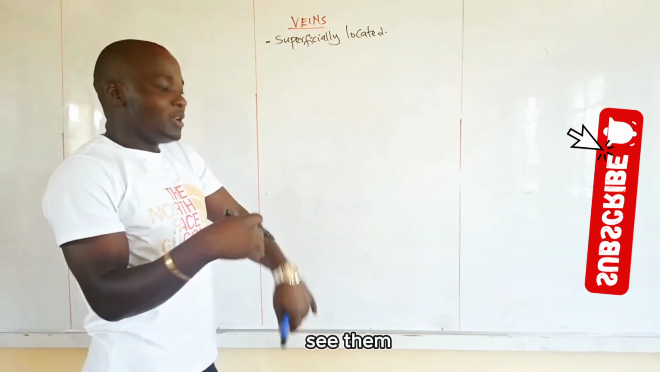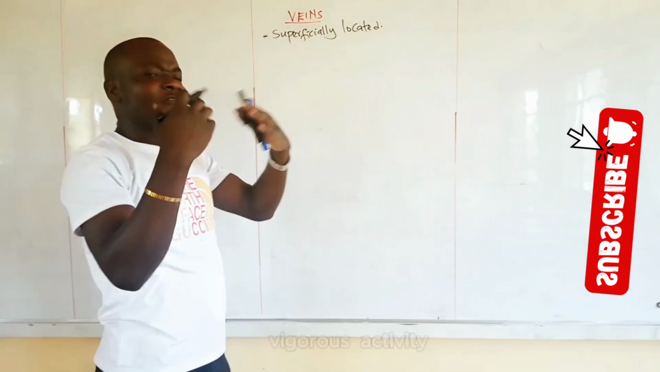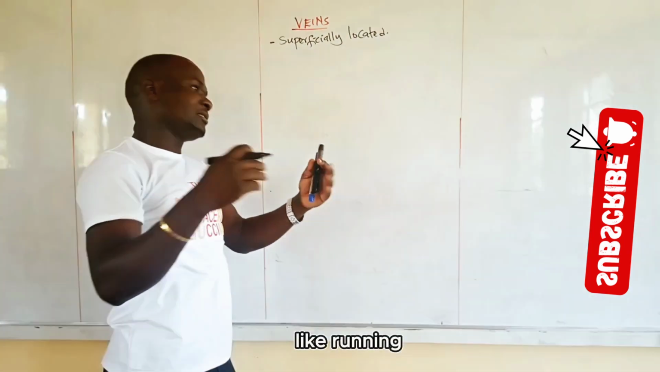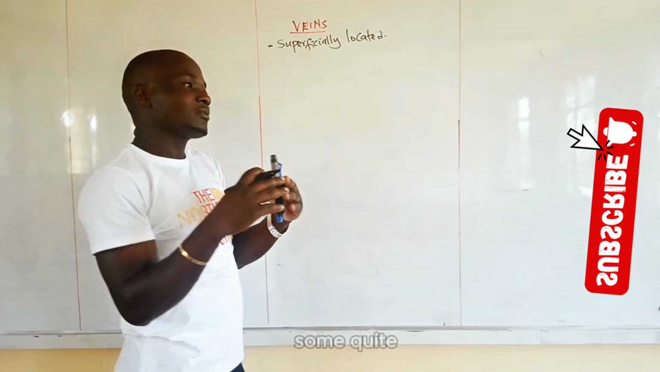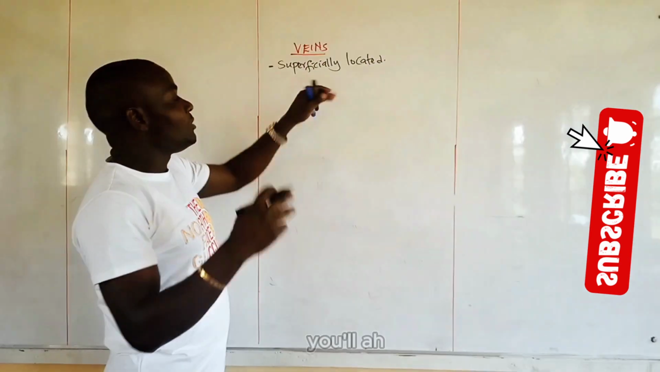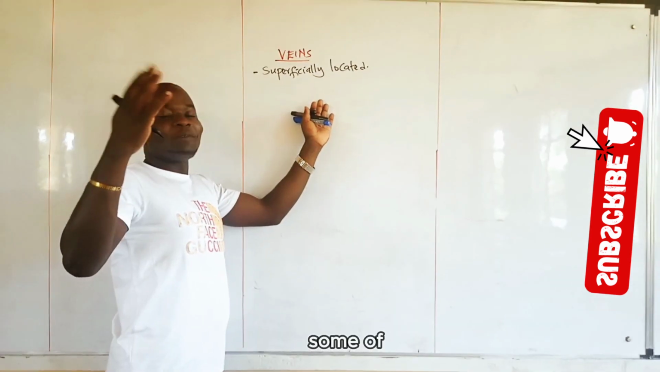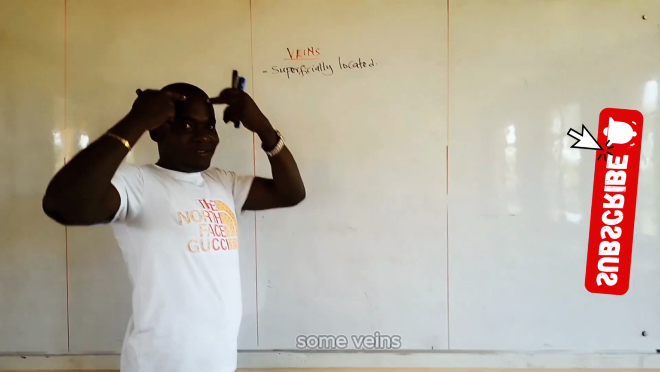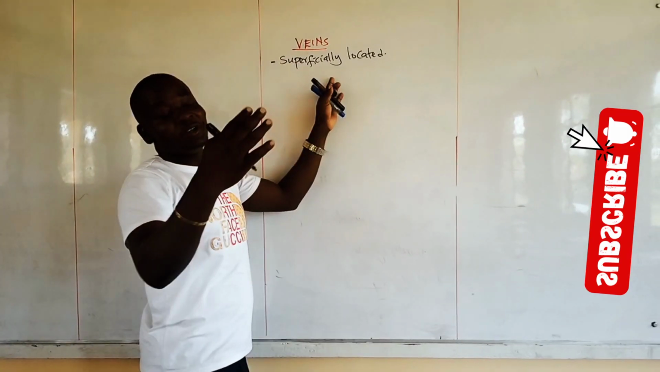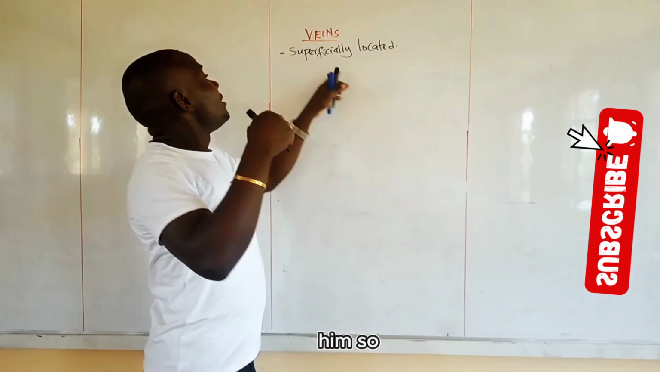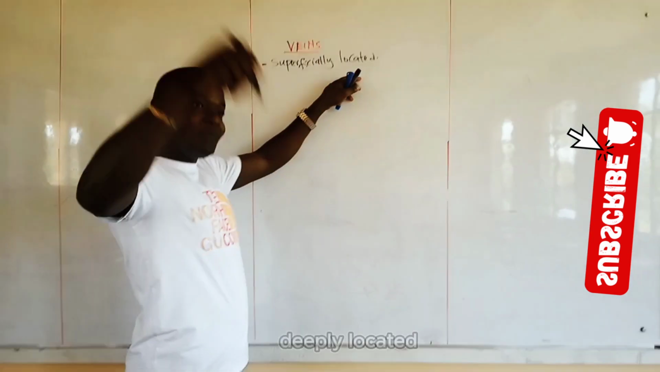You can see them. Maybe when the weather is too hot or maybe I've done a vigorous activity like running, playing around and maybe doing some quite difficult job. I'm told that some of the people when they are angry, you see some veins appearing in their forehead and so on. So veins, you can just see them appearing. So they are superficially located, not like the arteries which are deeply located.